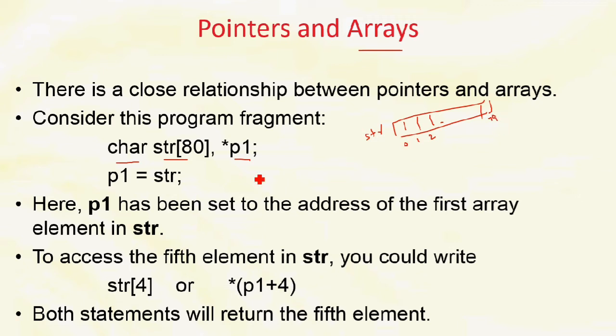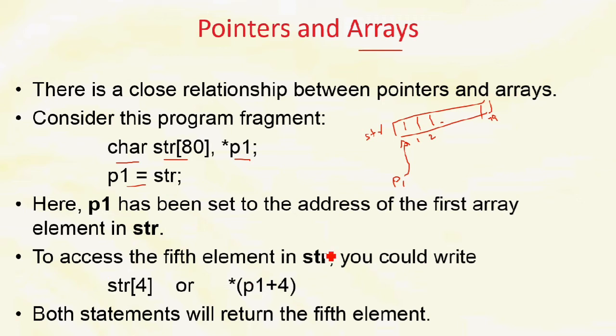Now in P1 we are storing str. The meaning is P1 is a pointer, so P1 points to the first location of the array str. This is the first location, that is str of 0. This location is pointed to by the pointer P1. That is the use of this statement. So that is given here: P1 has been set to the address of the first array element in str.